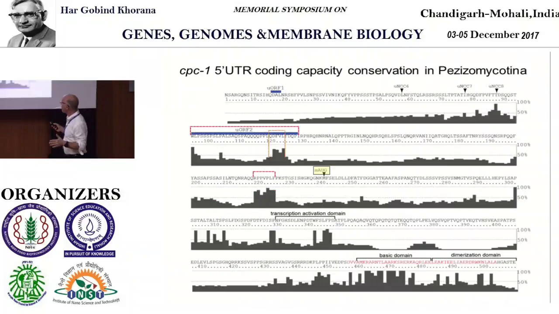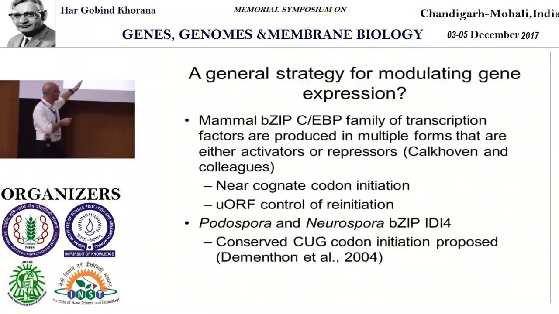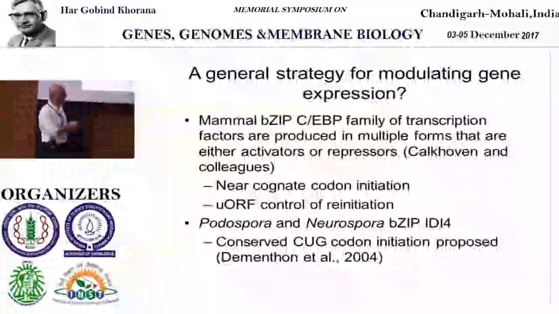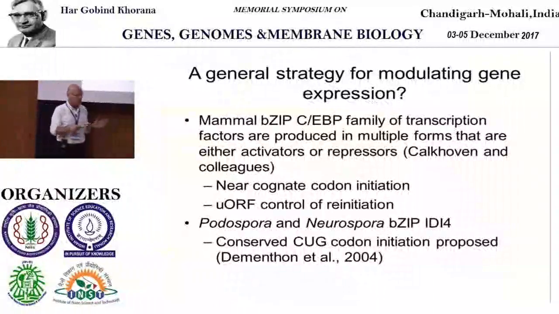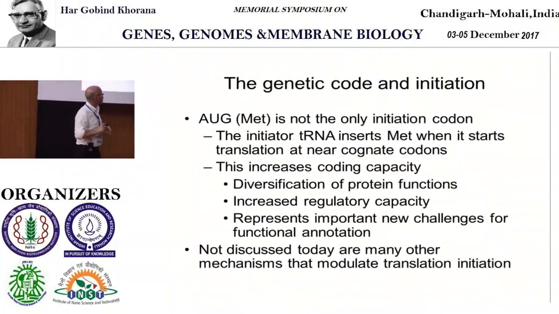And furthermore, when we did the evolutionary analysis, we saw this is the main AUG here, and that's the conservation. There's just as much conservation upstream. And there's also other examples, unproven yet, in the fungi for CUG initiation. So to wrap this up, then, what do we want to say? AUG is not the only initiator, right?